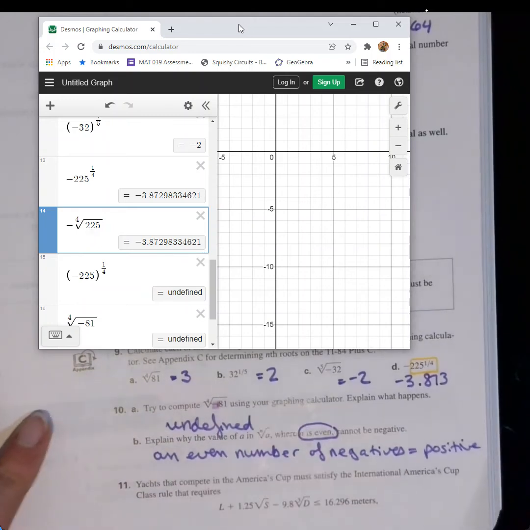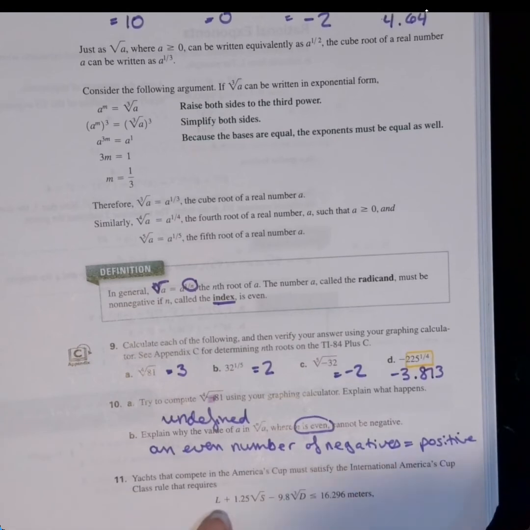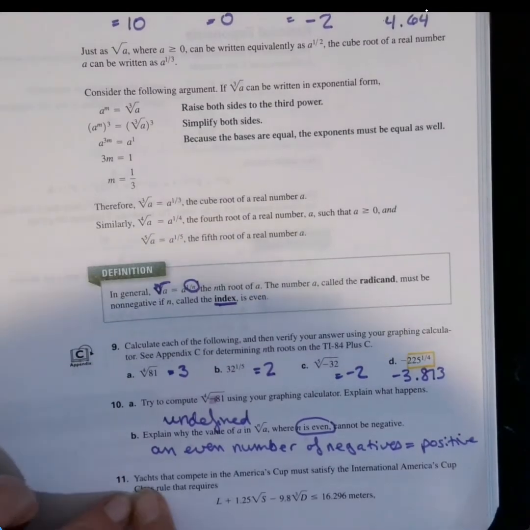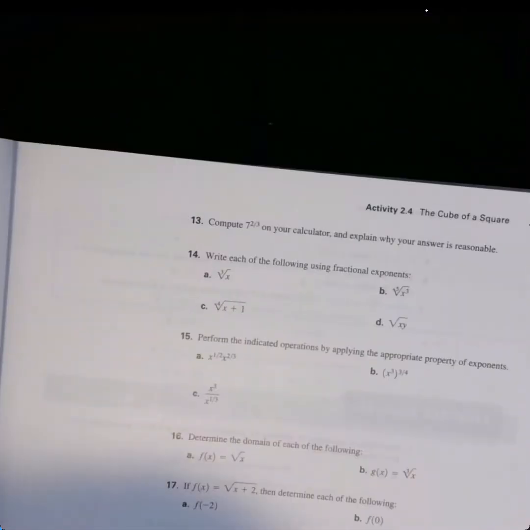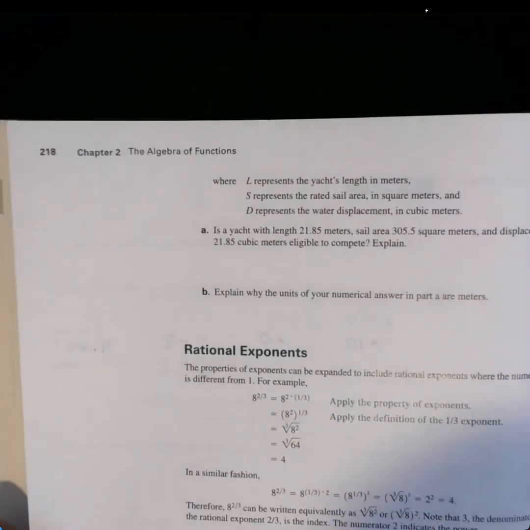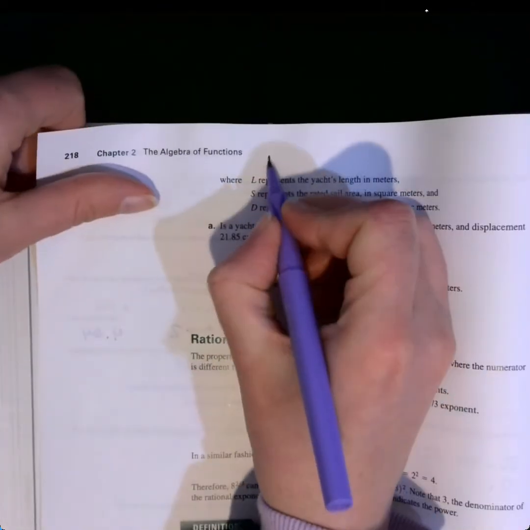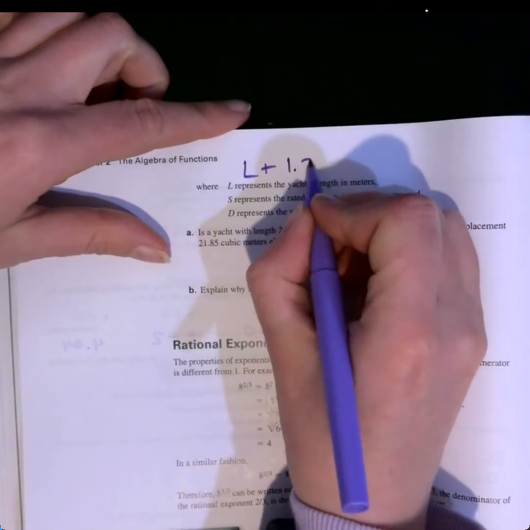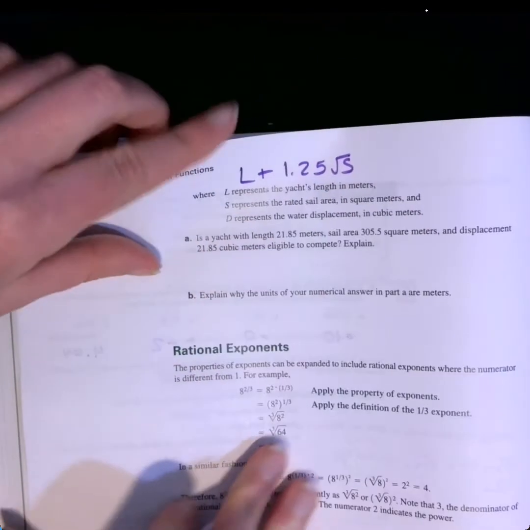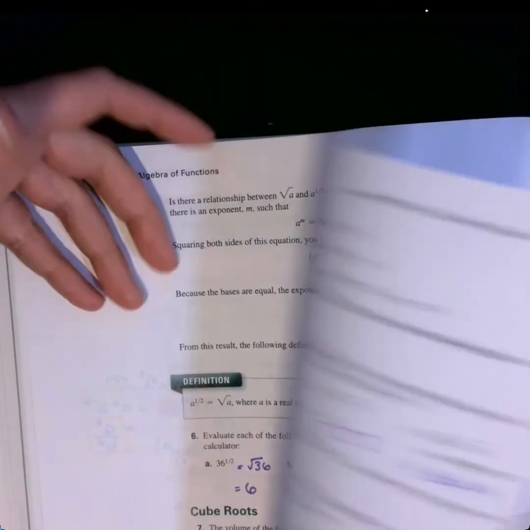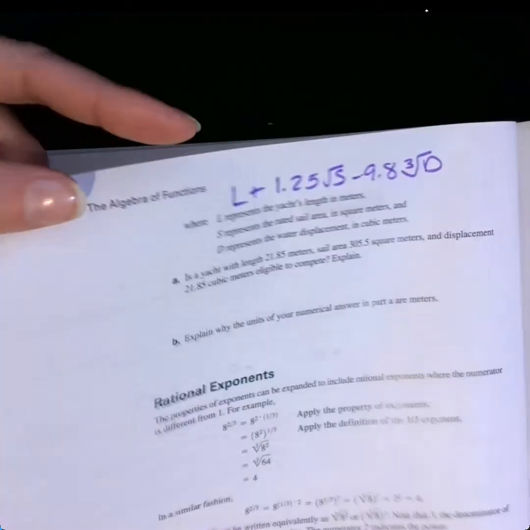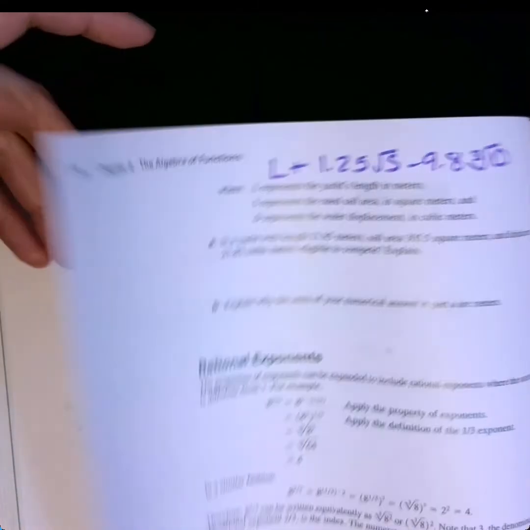I'm going to move my decimals off now for a minute. There's a function down here at the bottom that I hopefully will use on the next page. Don't know what it's for yet. I don't know what each of those variables means yet, but here we go. I'm going to copy my function over. So L plus 1.25 square root of S minus 9.8 cube root of D is less than or equal to 16.296.